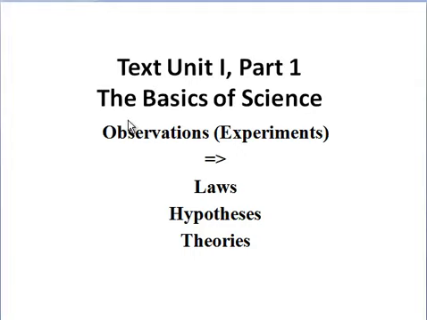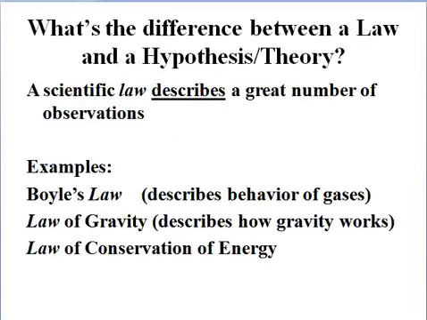I'm going to assume that everyone learned in high school that the scientific method takes data gained from observations, which are often made in a controlled environment in the form of experiments, and that this data is used to formulate laws, hypotheses, and theories. I'm assuming, again, that you've all heard that before. What is important is to be able to determine the difference between a law and a hypothesis and/or theory.